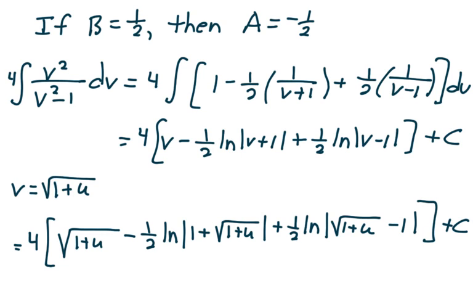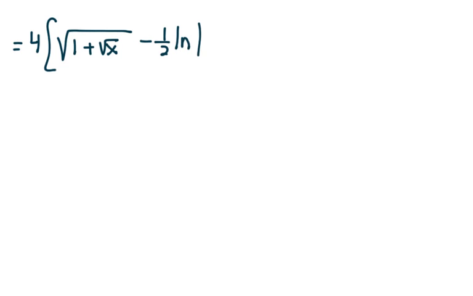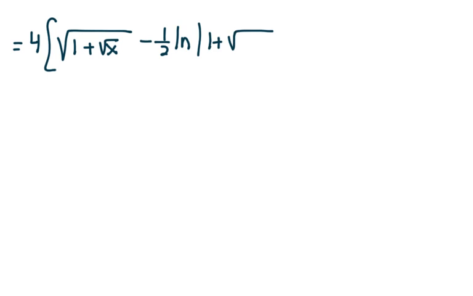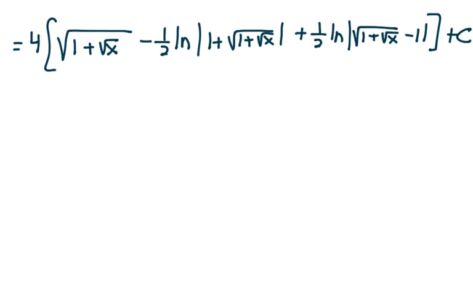But u is the square root of x. So this is going to be 4 times the quantity, and we get the square root of 1 plus the square root of x minus 1/2 natural log of 1 plus the square root of 1 plus the square root of x plus 1/2 natural log of the square root of 1 plus the square root of x minus 1 plus c. And that right there is how you do example 1.